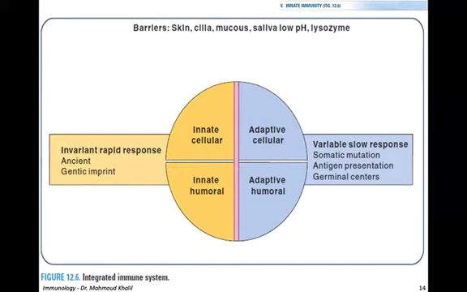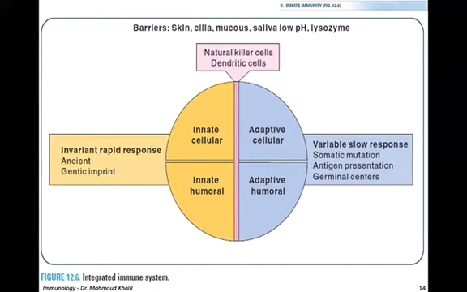describe or make it, which actually is the reason why the adaptive immune system is very variable, like the somatic mutation, as well as antigen presentation and the germinal centers. The germinal center is not a factor of variability, but it's like centers where the adaptive immune response cells are concentrated.